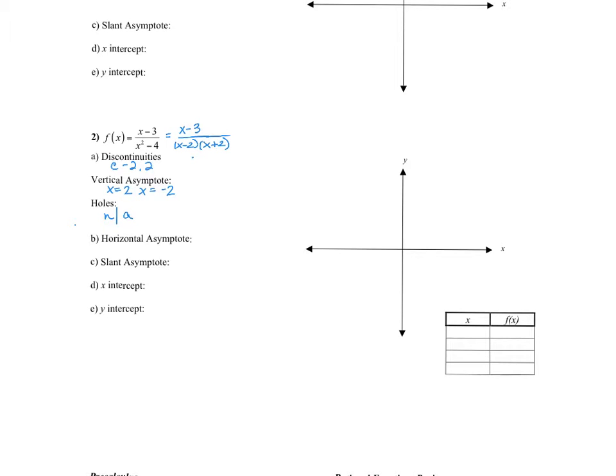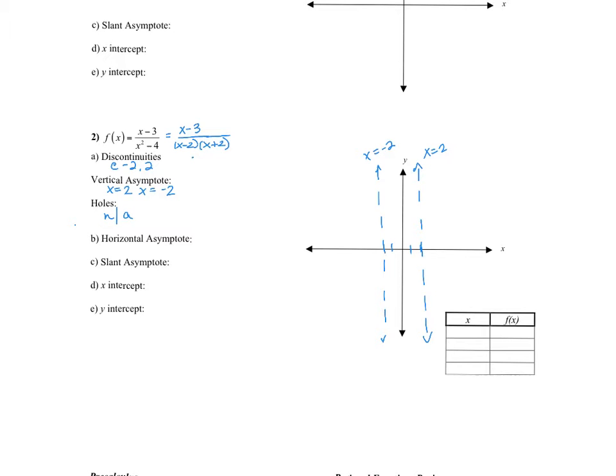When you're sketching your vertical asymptotes, remember on your graph that your vertical asymptote should be dashed. So this is x equals 2. And then this is x equals negative 2, and it's helpful if you draw them dashed as well as labeling them. So this is x equals 2 and x equals negative 2.